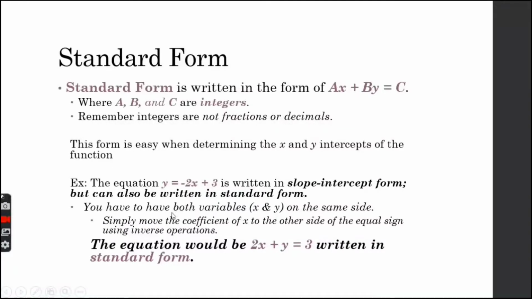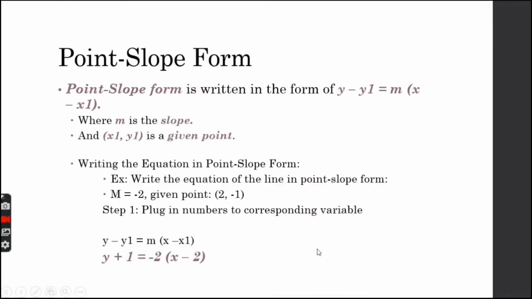So all we have to do is simply move the coefficient of x to the other side with y using inverse operations. So negative 2x moves to the other side. Remember, every time we move something to the other side, it becomes its opposite. So negative 2x becomes positive 2x. That's what you see here. So we have positive 2x plus y is equal to 3. That is the standard form.